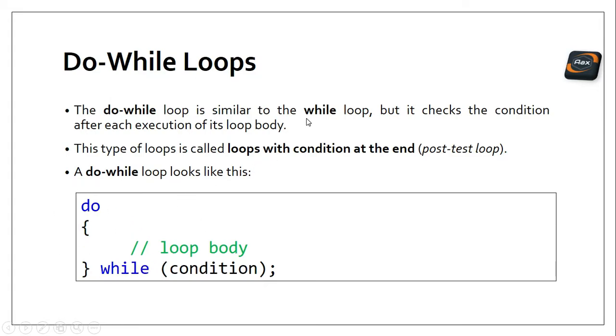So the difference between while loop and do while loop is do while executes the loop body at least once, but while loop may not execute the loop body even once if the condition is evaluated to be false at the beginning. So do while is sometimes called post-state loop because it checks the condition after it executes the loop body.